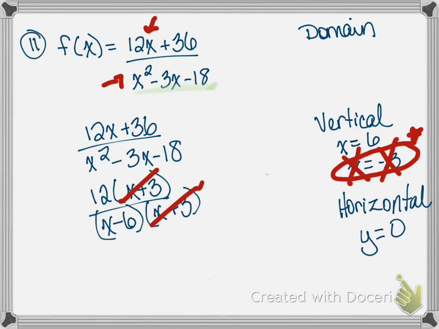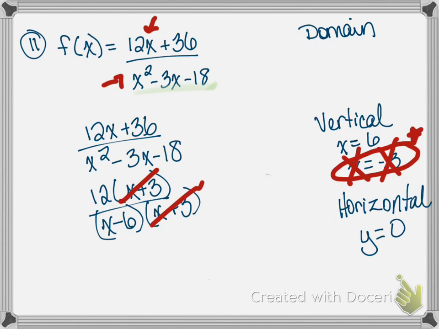If you were to graph this, there would be a hole on the graph at x equals -3. There would be a circle because it's still undefined at x equals -3. It's just that you're not going to have a vertical asymptote there.